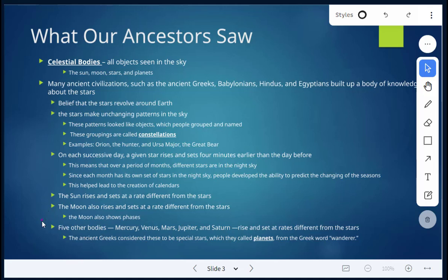There's 5 other bodies: Mercury, Venus, Mars, Jupiter, and Saturn. They also rise and set at rates different from the stars. So the ancient Greeks, they considered these to be special stars, which they called planets, and that came from the Greek word wanderer.